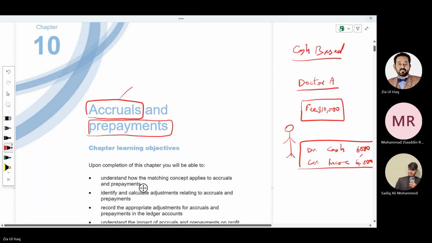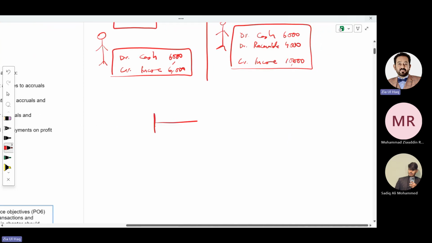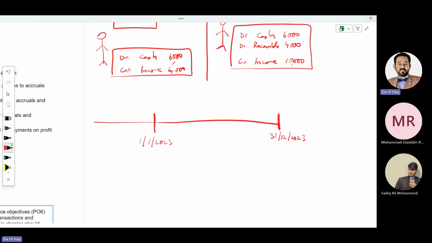Accruals mean, before discussing accrual, let's discuss one more example. Suppose this is our year end. Suppose our year end is 31st December 2023, when it started on 1st of January 2023. Meaning before this was the previous year, after this there will be the next year. All the expenditure relating to this year we will record in this year's financial statements.